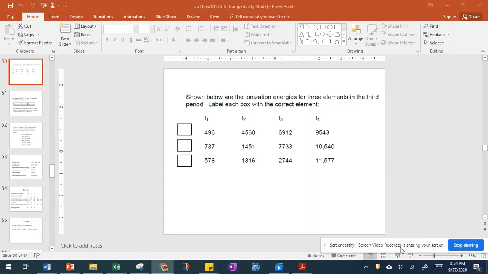Okay, so what we're going to do now is I want you guys to practice this. I want you to look at a table of ionization energies and try to predict which elements they might be talking about, or which period they might be talking about. So in this example here, it says that these are ionization energies for elements in the third period. So I want you to label each box with the correct element. So why don't you pause this, try out those problems, and then start it again, and we're going to go over the answers.